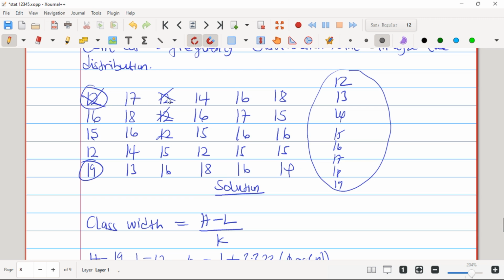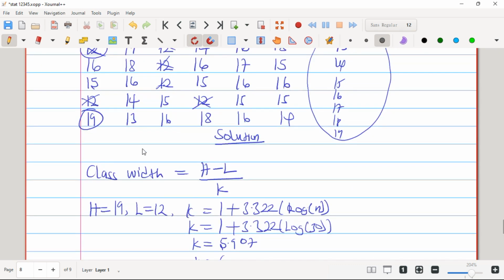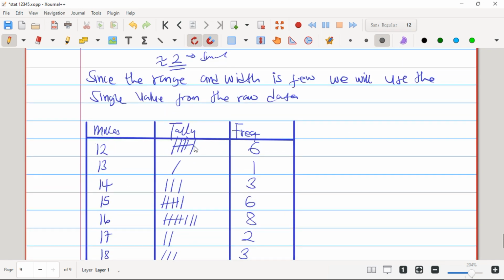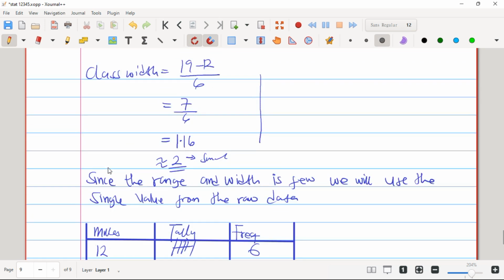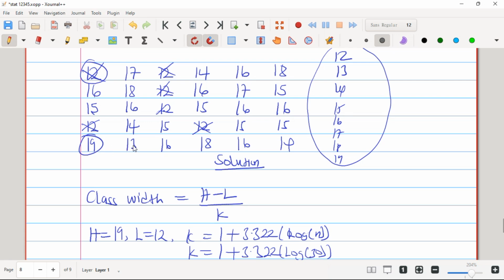So let's count: 1, 2, 3, 4, 5, and then we have another 12. So when you come here, you have 1, 2, 3, 4, 5, and then 6. We have six 12s, as you can see here, and then we write the tally: 1, 2, 3, 4, 5, and then 1, which is 6. So let's count the number of times 13 occurs. When we come here, 13 is just occurring once, as you can see here.